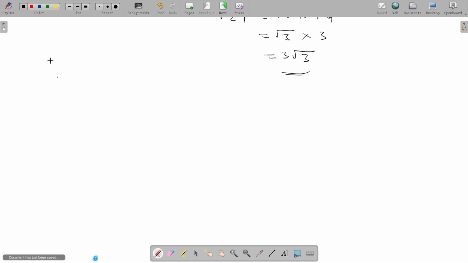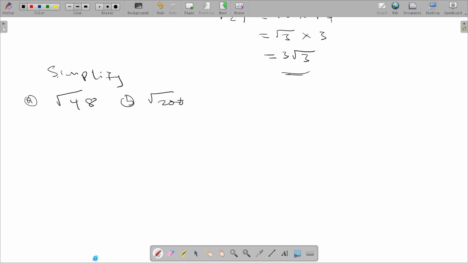Let's try and simplify: A, square root of 48; B, square root of 200; and C, square root of 18 times square root of 2. All right.